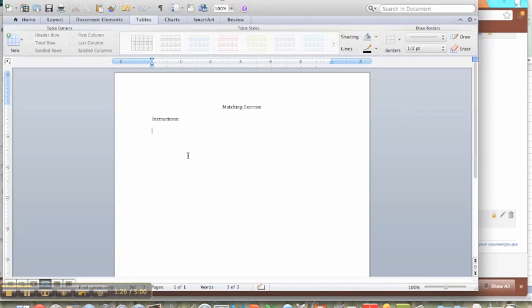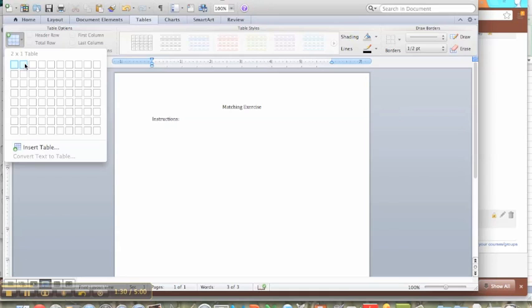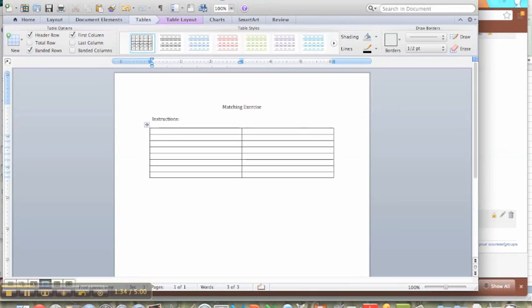So I'm going to go to Insert Table and just do a new one that is 2 by, and we'll just do that many for now. All right, and I can go in later and turn off the outlines so I don't have any borders. But first thing I need to do is actually label the two sides. The side on the left over here is called the premises, and over here the answers are called the responses.